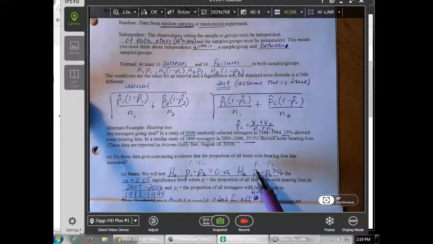That means that we need to use the later population for p sub 1, so we need to identify that. We're going to use an alpha 0.05 significance level, and p sub 1 will be the proportion of all teenagers with hearing loss in the later time period, where p sub 2 will be the hearing loss proportion in the earlier time period. We are expecting to get positive values, so think it through. P sub 1 would have to be bigger.